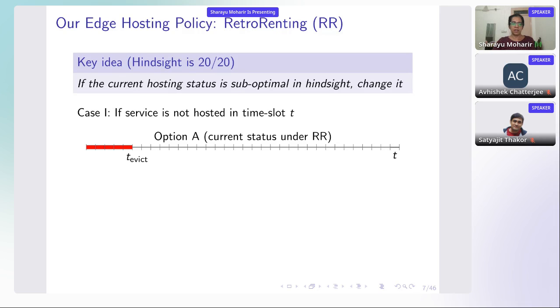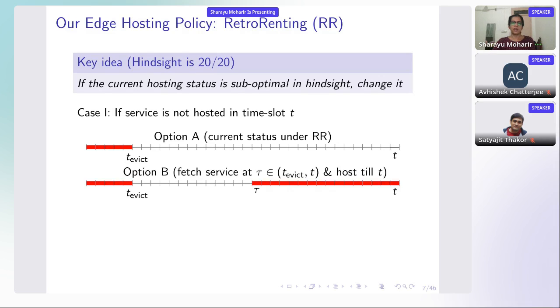Now, what RR does is it looks for a time slot tau such that between T evict and tau, the service is not hosted at the edge. In time slot tau, the service is fetched and hosted at the edge, and it is not evicted till the current time slot T. Recall that the red thick portion of the time axis indicates that the service is hosted at the edge in this duration. Now, this is option B.